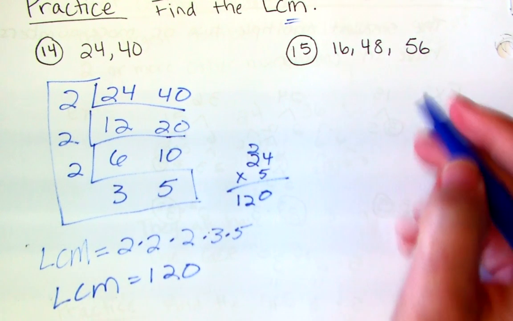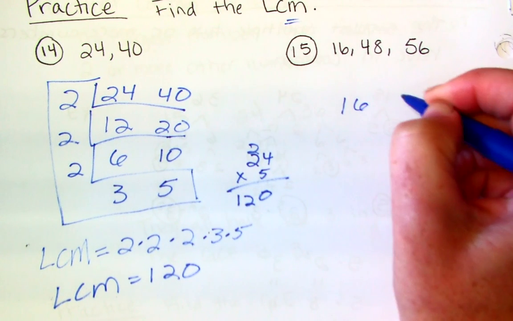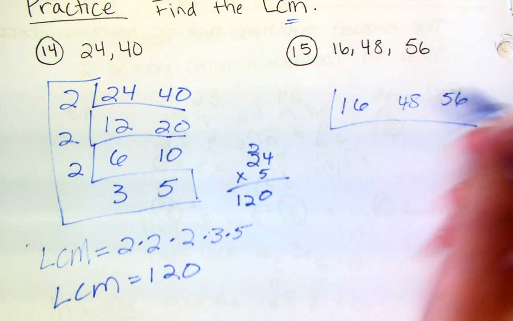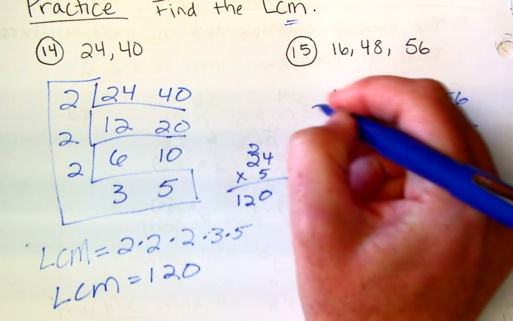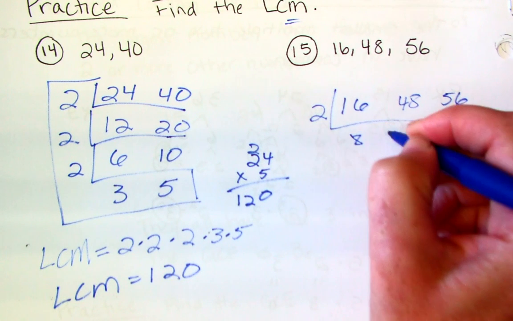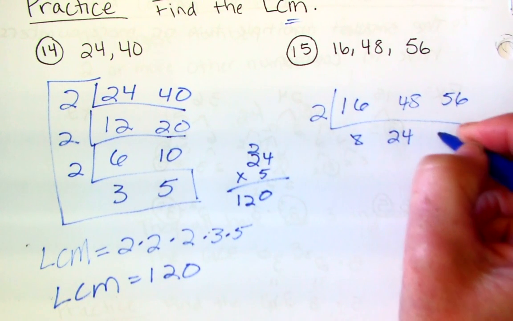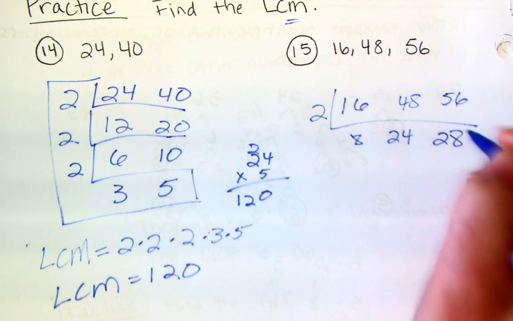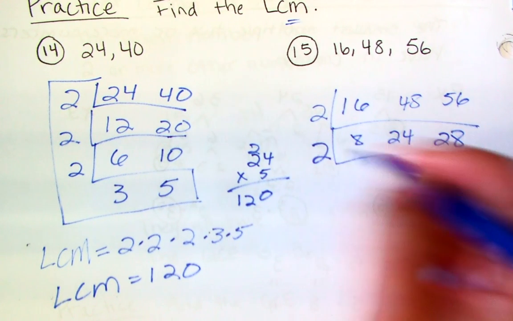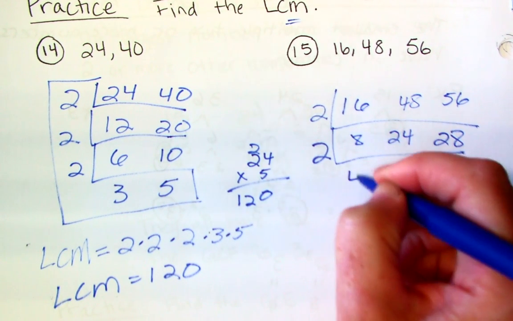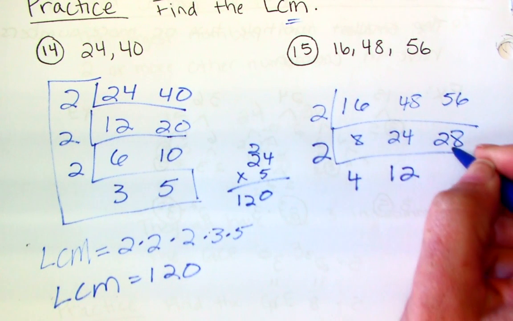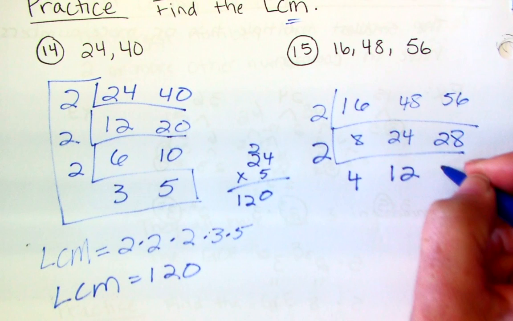And then on the next one, again, I'm going to make that ladder. They're all even, so I can divide out a 2. 16 divided by 2 is 8. 48 divided by 2 is 24. 56 divided by 2 is 28. All even again, so I'm going to divide out a 2. 8 divided by 2 is 4. 24 divided by 2 is 12. 28 divided by 2 is 14.